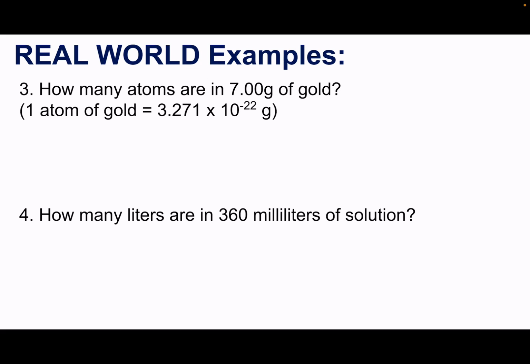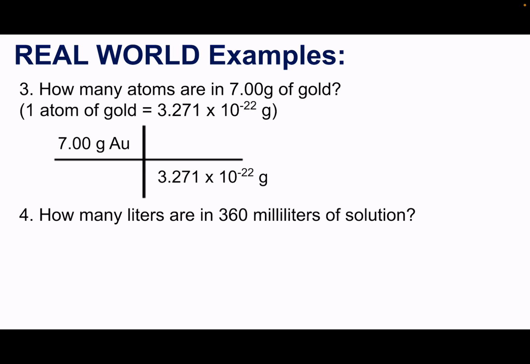Number 3, a little more complex. How many atoms are in 7 grams of gold? We give you the conversion that 1 atom of gold is 3.271 times 10 to the power of negative 22 grams. So let's work out our T-table. Don't be afraid. 7 grams of gold, which is Au. Our conversion factor says that 3.271 times 10 to the negative 22nd grams equals 1 atom of gold.